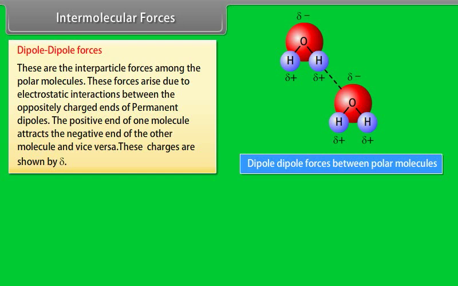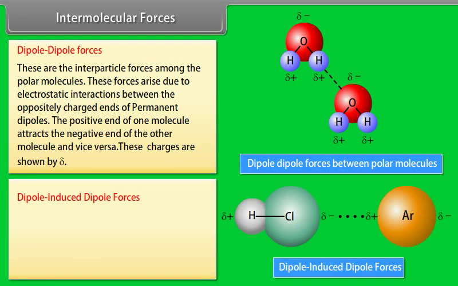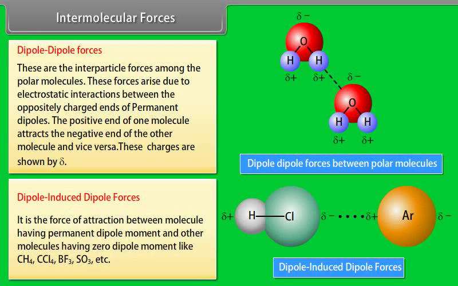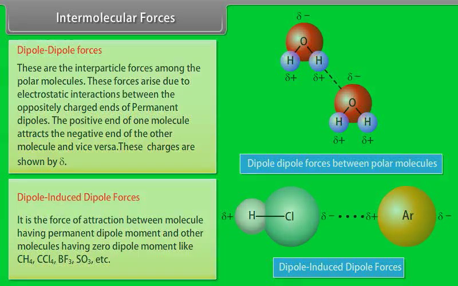These charges are shown by delta. Dipole-induced dipole forces. It is the force of attraction between a molecule having a permanent dipole moment and other molecules having zero dipole moment, like CH4, CCl4, BF3, SO3, etc. For example, a polar molecule such as HCl can induce a dipole in an argon atom by distorting the electron cloud. An electrostatic attraction exists between the ion or permanent dipole and the induced dipole. The intermolecular force is called a dipole-induced dipole attraction.